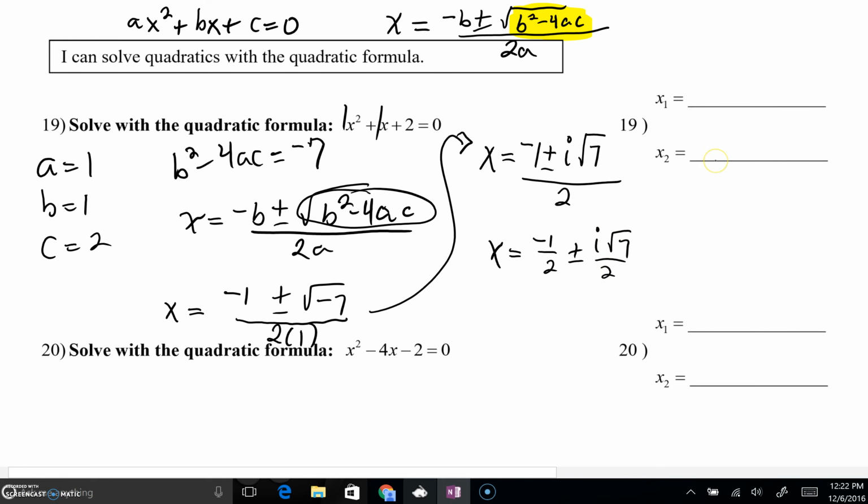You can see we have 2 answer blanks here. That's coming from the plus and the minus. So I will write negative 1/2 plus i radical 7 all over 2. And I'll also write negative 1/2 minus i radical 7 all over 2. And honestly, that's all you really have to do for this problem right here.